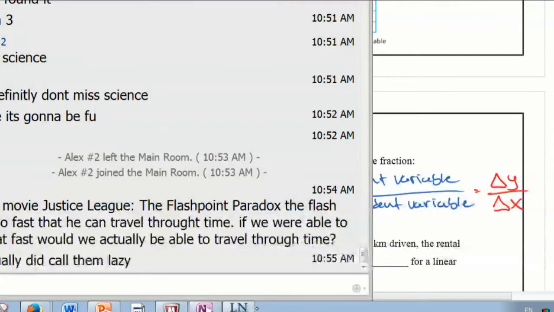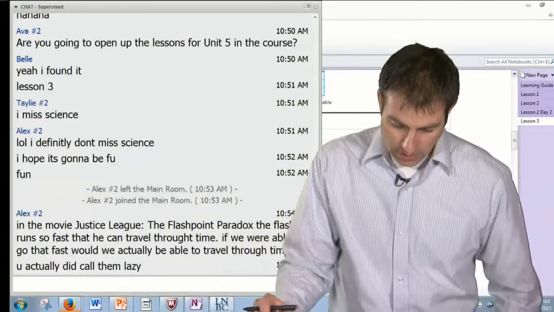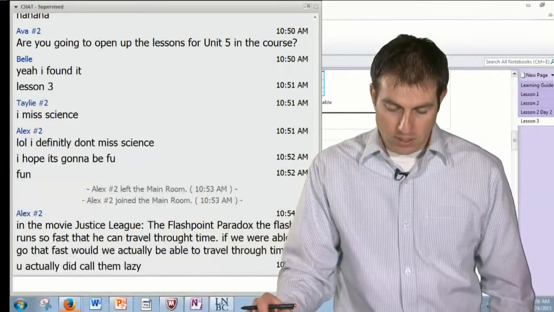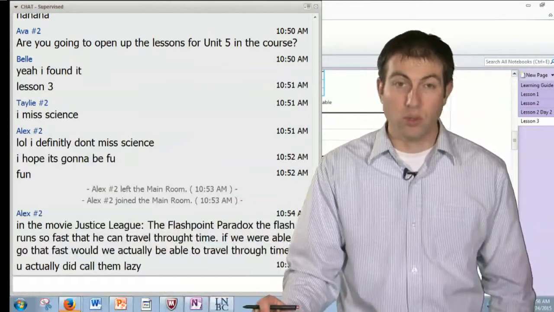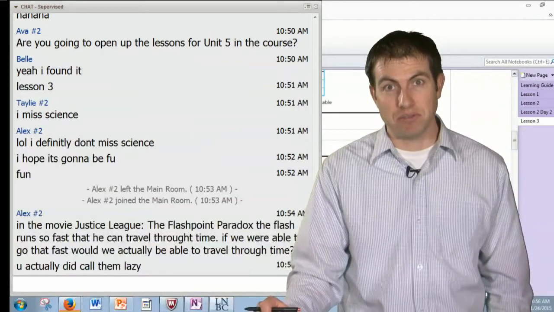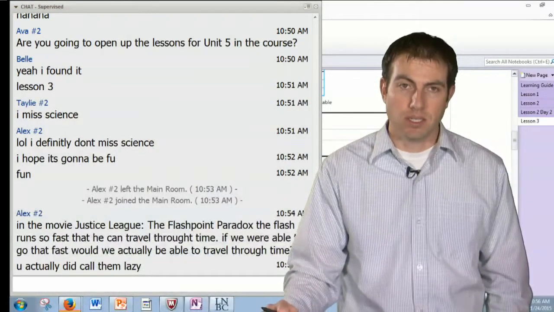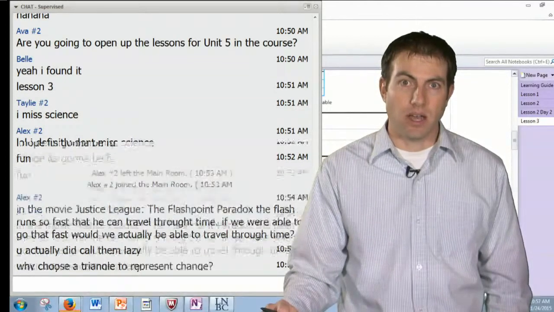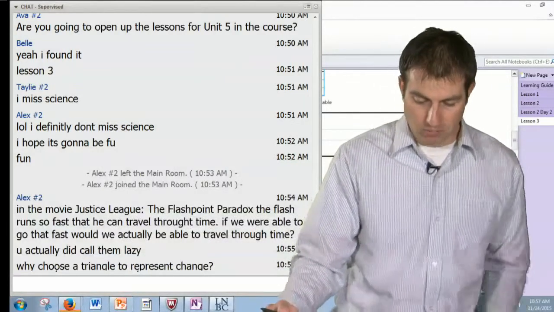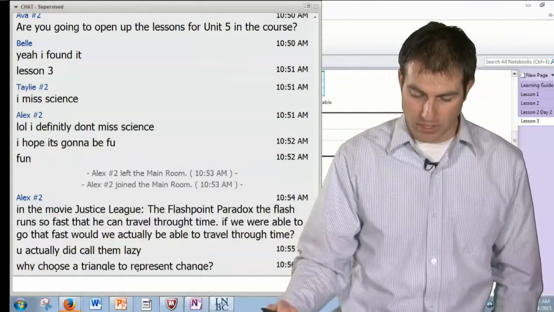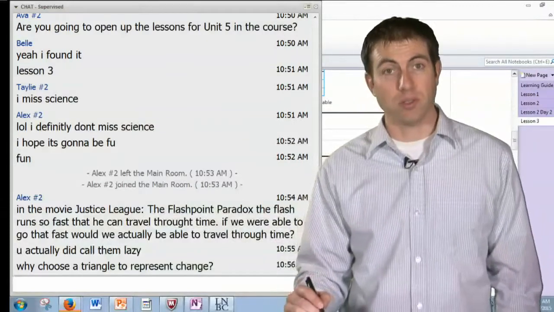I'm just reading through your little question here. In the movie Justice League: The Flashpoint Paradox, you run so fast you can travel through time. Can we actually travel through time if we're going fast enough? You won't encounter this until grade 11 physics, but there's a universal speed limit, and that's the speed of light in a vacuum. Technically, nothing can travel faster than the speed of light in a vacuum. So even in the Flashpoint Paradox, the Flash can't run that fast, but I guess in the movie he can, to make the movie more interesting, which would be really cool.